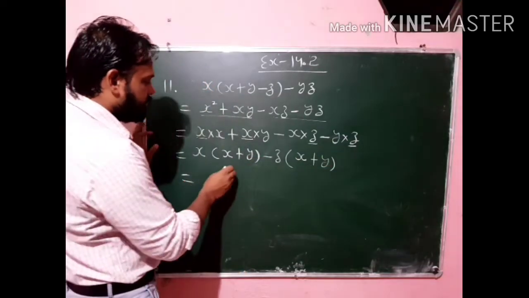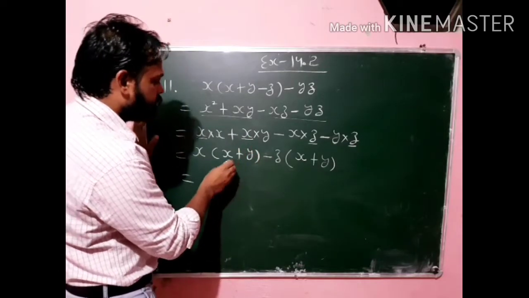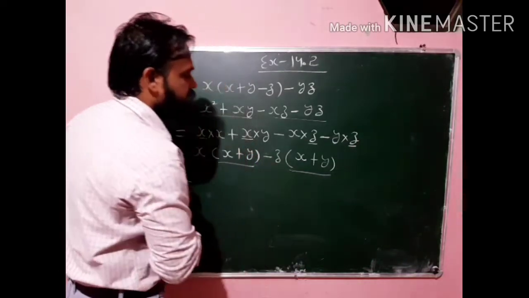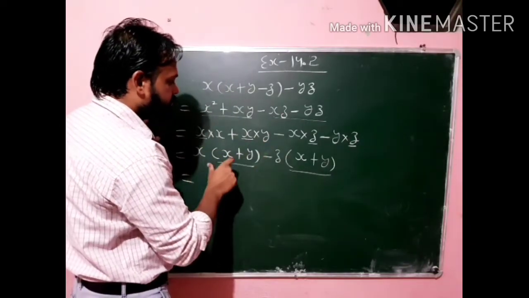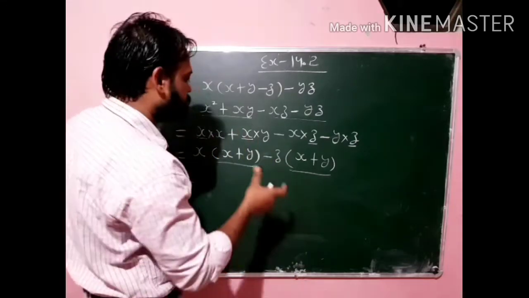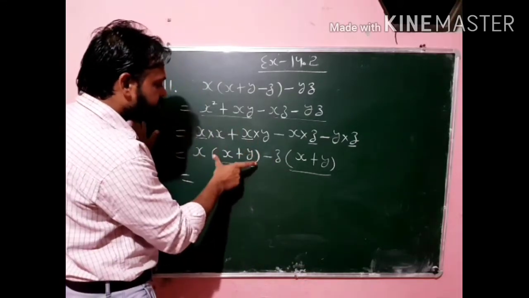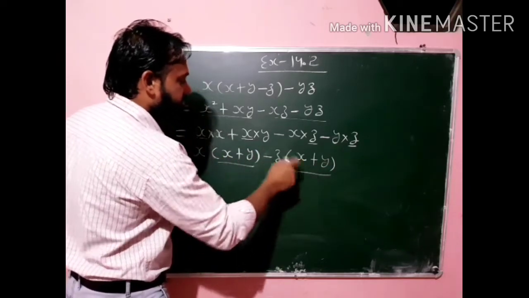Now you can see in the second step, when we have solved this term, this bracket and this bracket are common or equal. This is compulsory. This is the condition I had already explained in my previous videos: when we reach this step, these two brackets must have the same values.